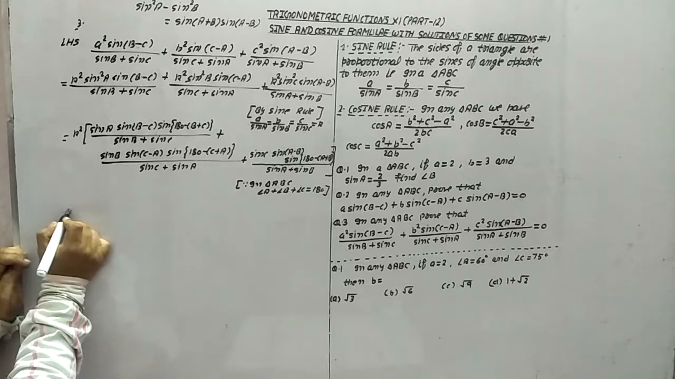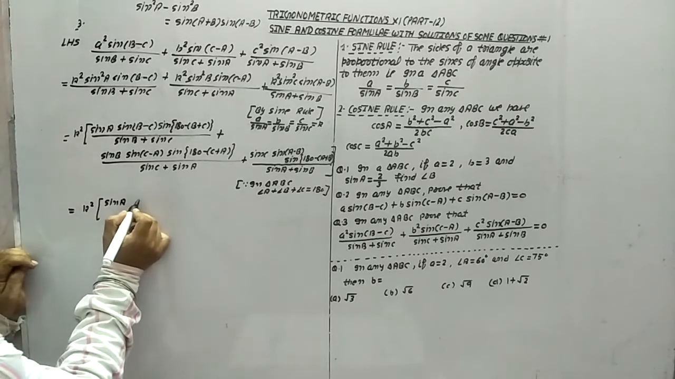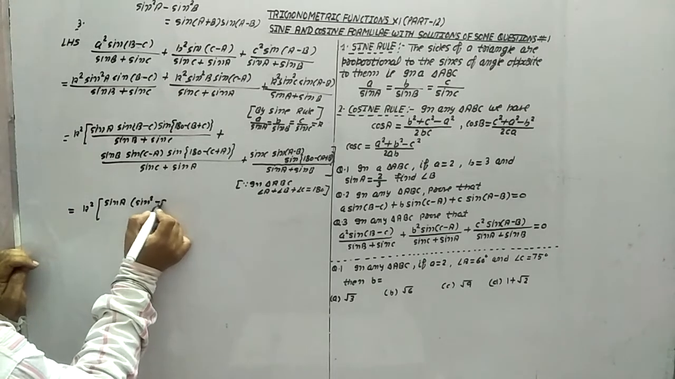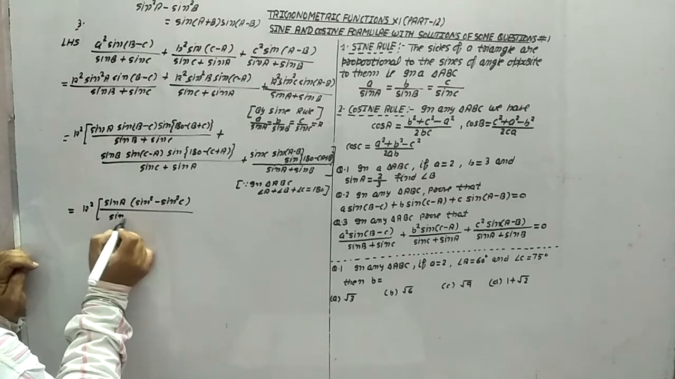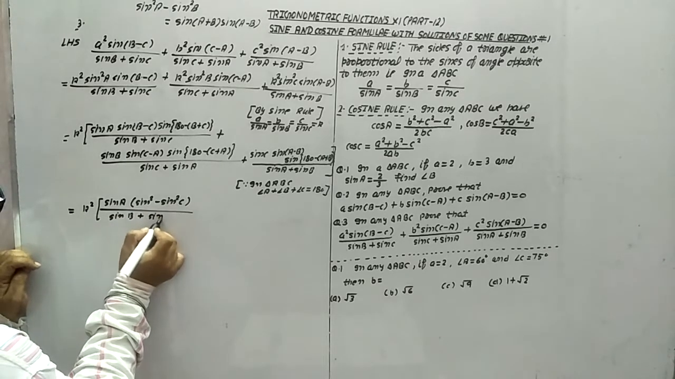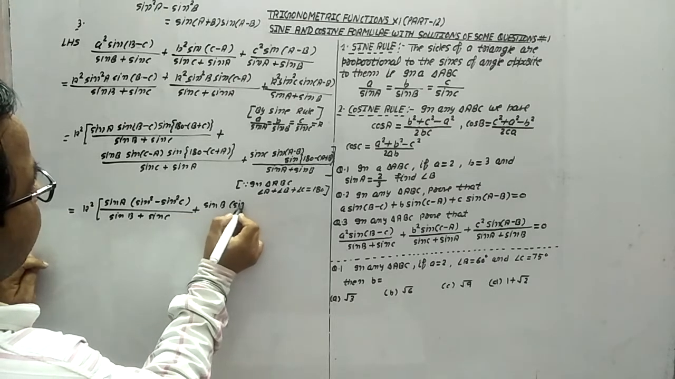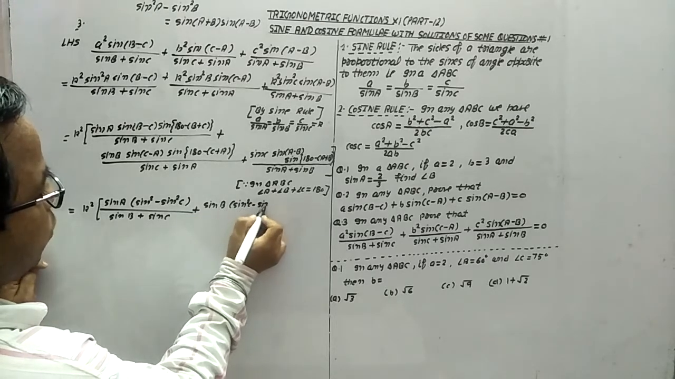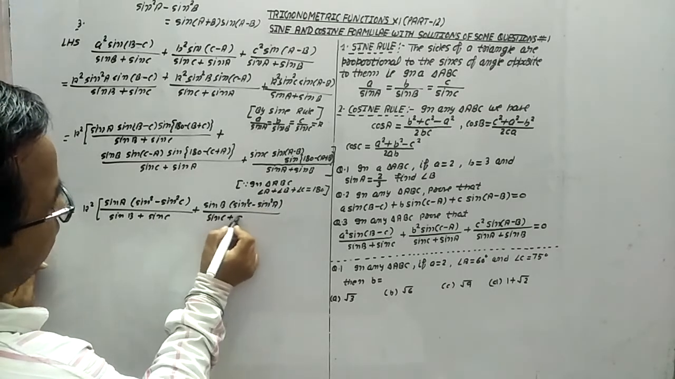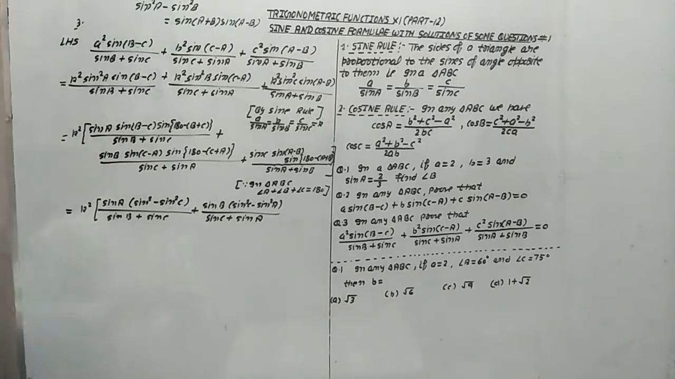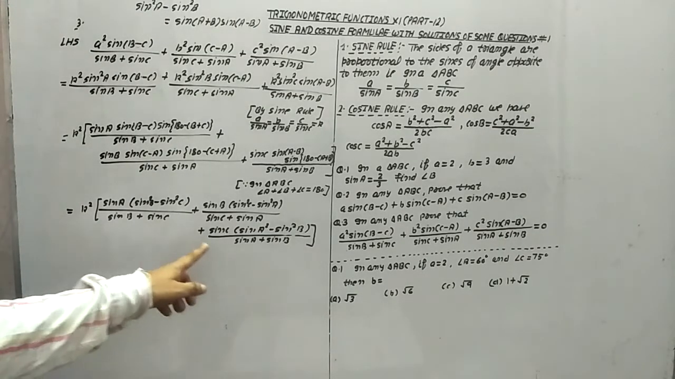So I am writing this portion directly: K square, sin A, sin square B minus sin square C, and upon sin B plus sin C. In the same way, what is the other part? Sin B, sin square C minus sin square A, and upon sin C plus sin A, and plus what is the third term? Now the third term is this.